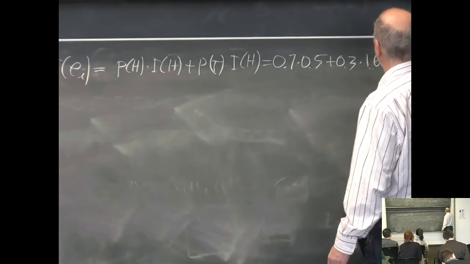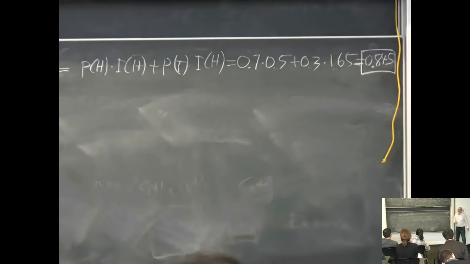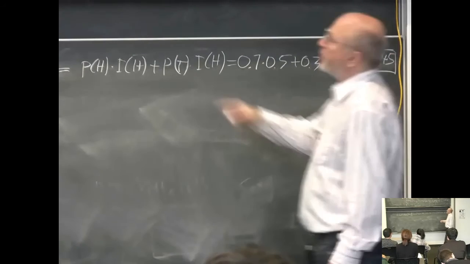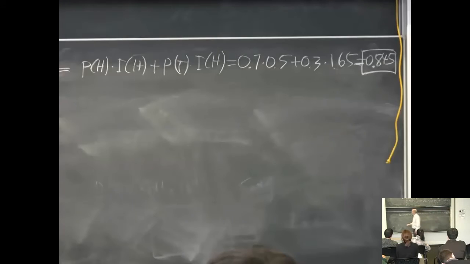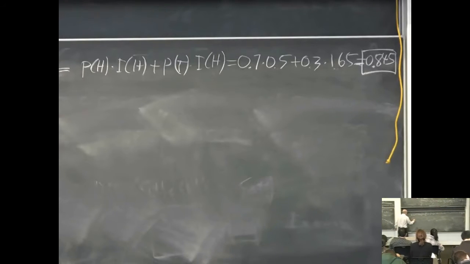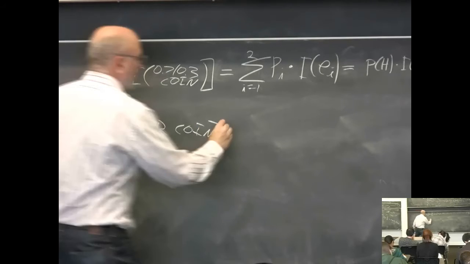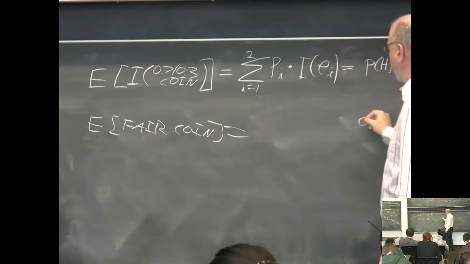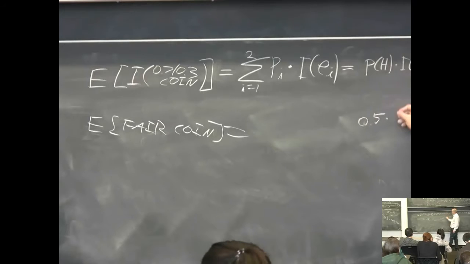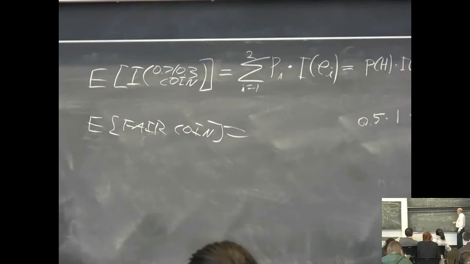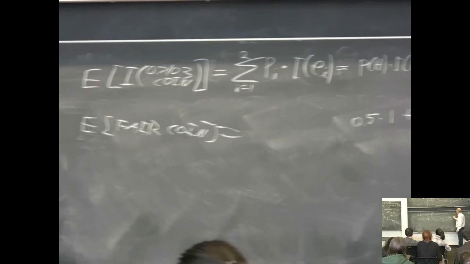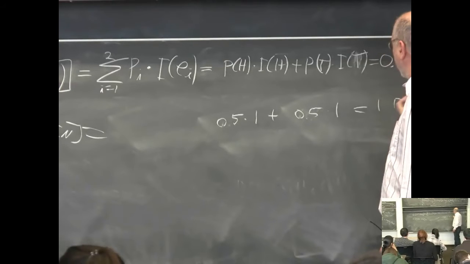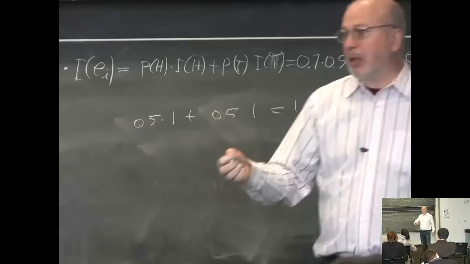0.845. The important thing about this number is that it's less than 1. Why 1? Because in the case of the fair coin, the expected value is the probability of head, 0.5, times the information in head, which was 1 bit, plus the probability of tail, also 0.5, times the information in tail, which is also 1 bit. This basically comes to 1 bit. Since every flip gives me 1 bit, the expected value is 1 bit.